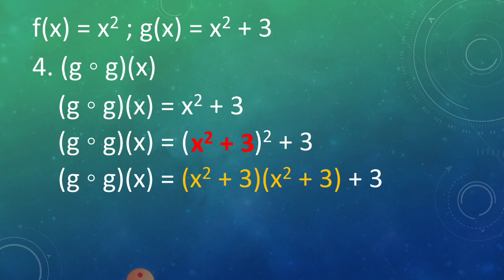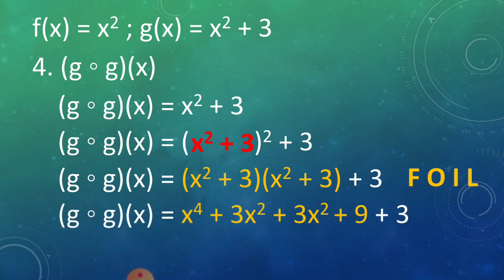Notice that that is also a product of two binomials, so we can use the FOIL method. For the first terms, we have x squared times x squared, which is x raised to 4. For the outer terms, x squared times 3, which is 3x squared. For the inner terms, 3 times x squared, which is 3x squared. And for the last terms, 3 times 3, which is equal to 9.